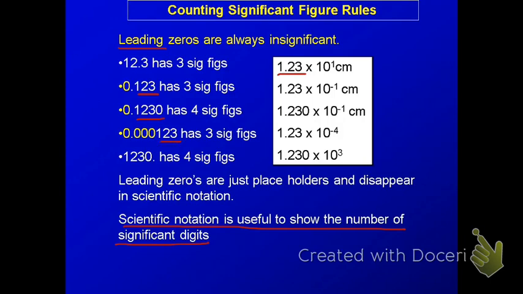0.000123 has 3 significant digits because the leading zeros are just placeholders. And then our last number, we've got 12.30, or 1230 point. We've got 4 significant digits. And notice in each case in our scientific notation, that front number, the coefficient, shows all the significant digits.